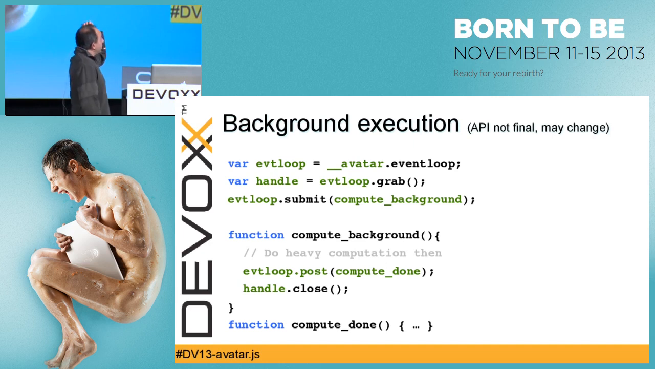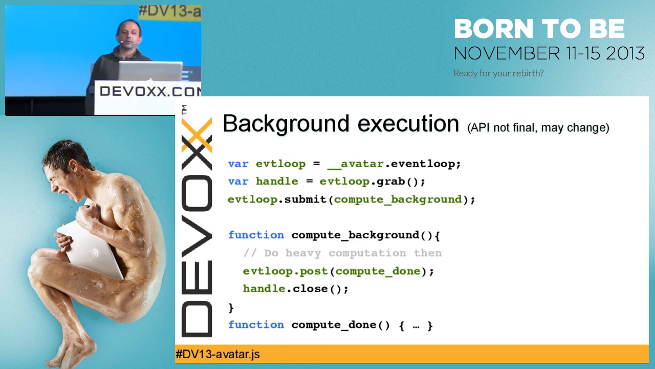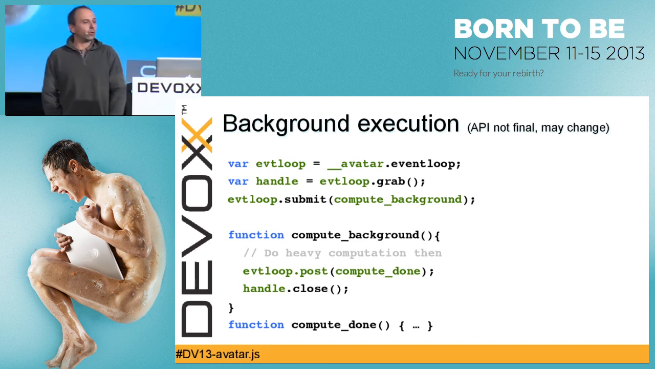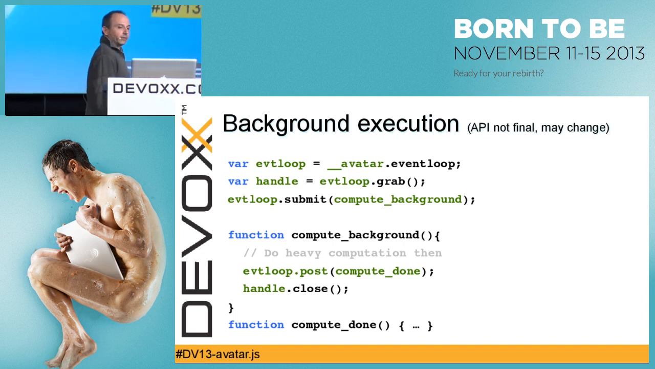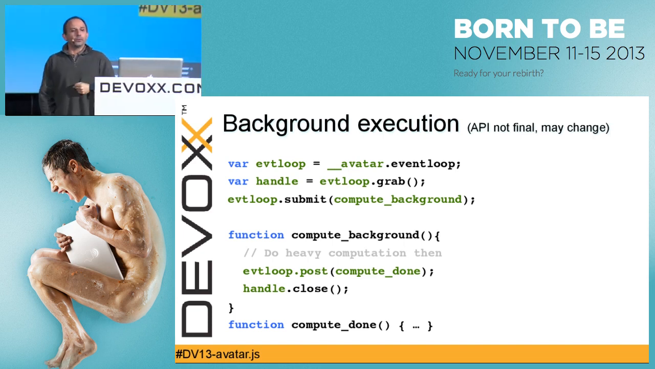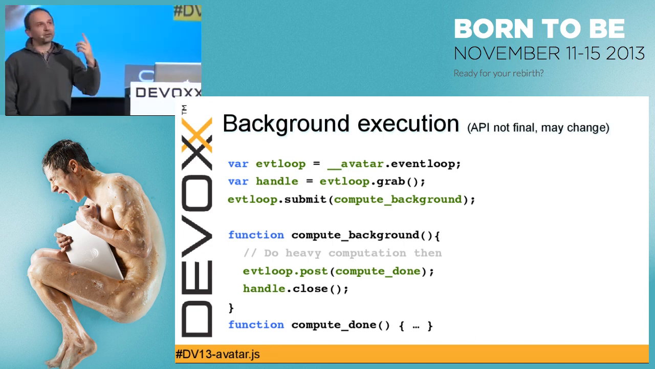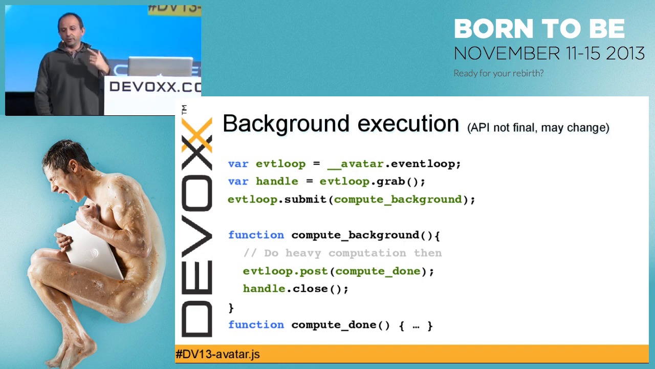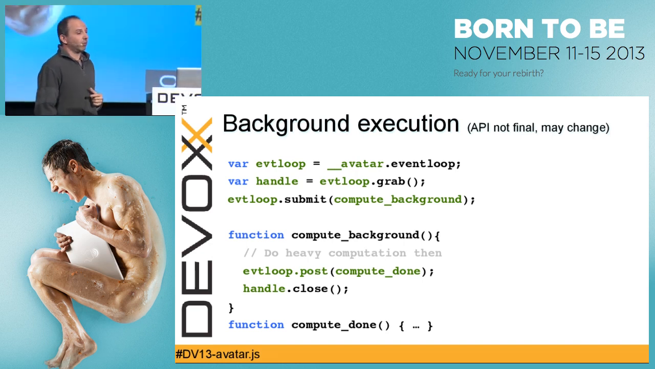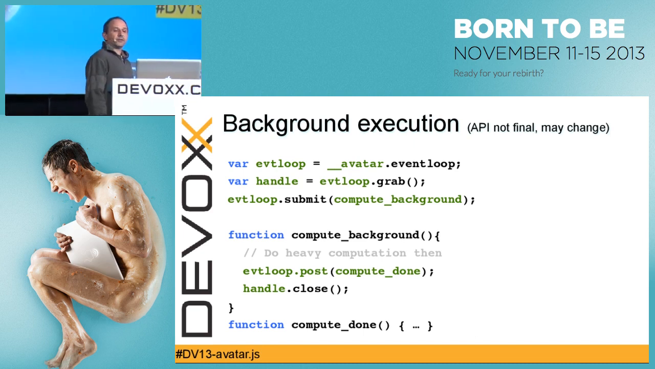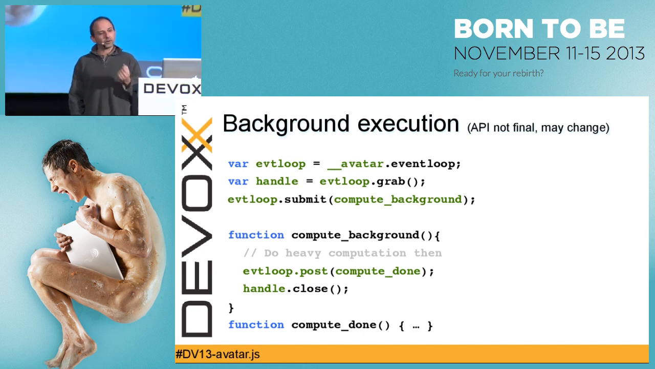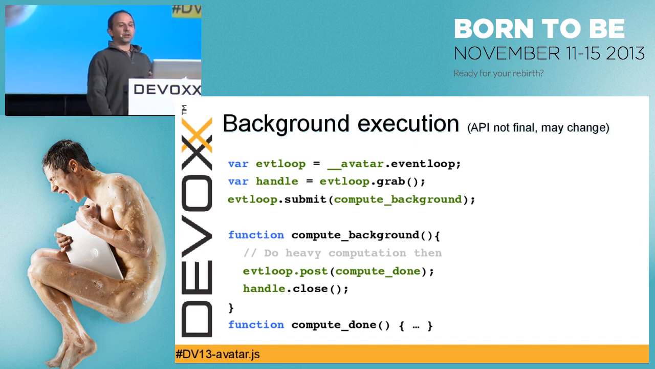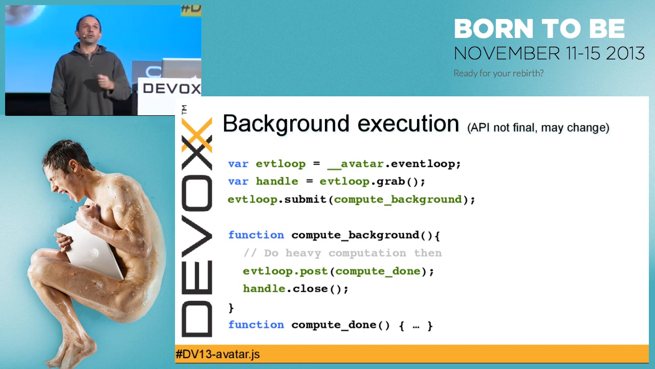So, a snippet of this background execution. In every script that runs on Avatar.js, you have this __avatar global definition that allows you to get a reference to the event loop. And with Node, as soon as there is nothing to do, the application exits. If there is no I/O activity or anything, the application will simply exit. So before starting the background computation, we advertise to the event loop that we are doing something, to avoid the event loop exiting.